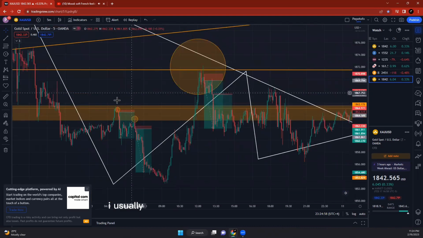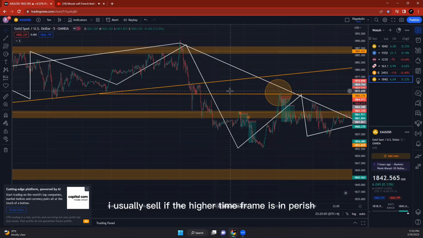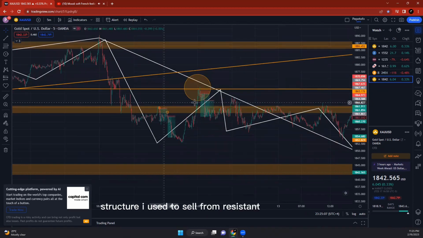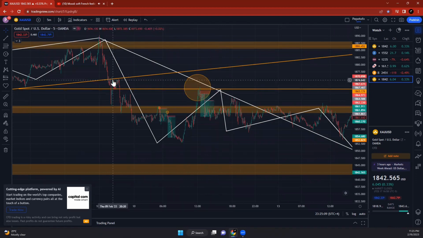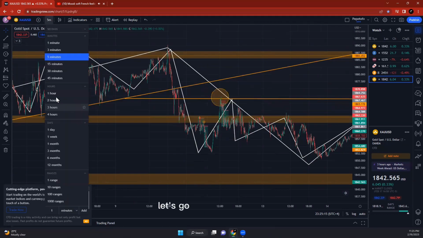I usually sell if the higher time frame is in bearish structure. I used to sell from resistance or from retest, not from breakout, from retest. Breakout I take, but not always. It depends on the time frame. So let's go back to 1 hour.